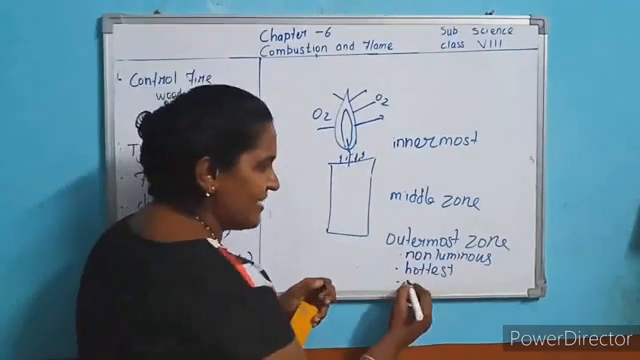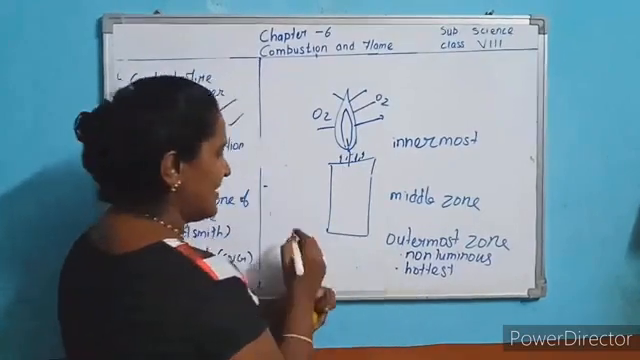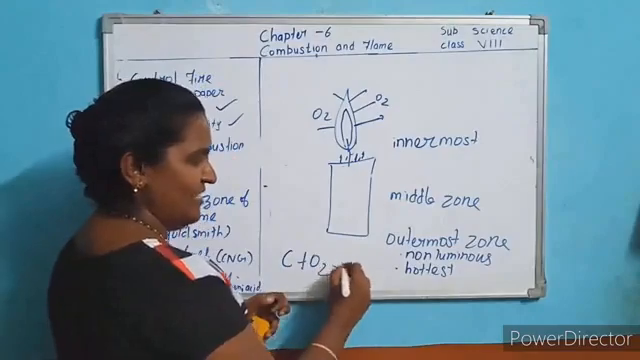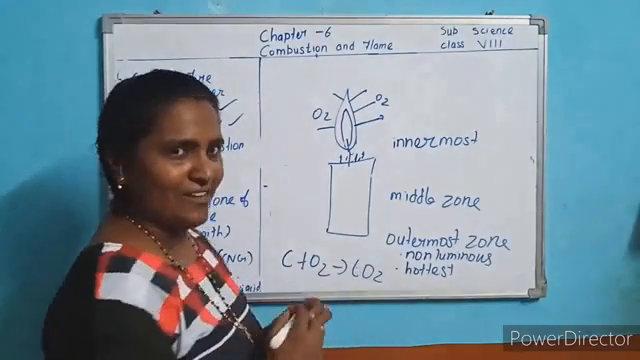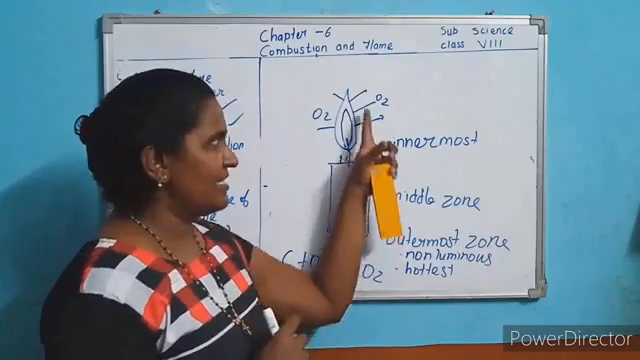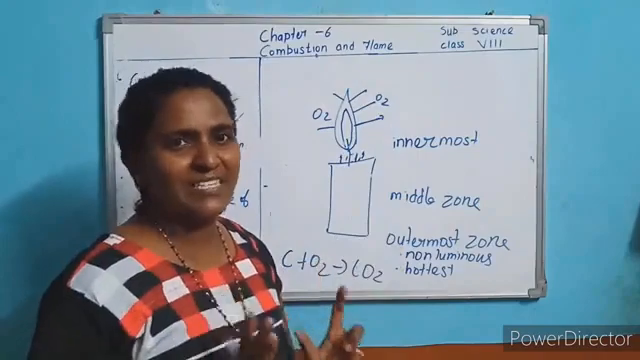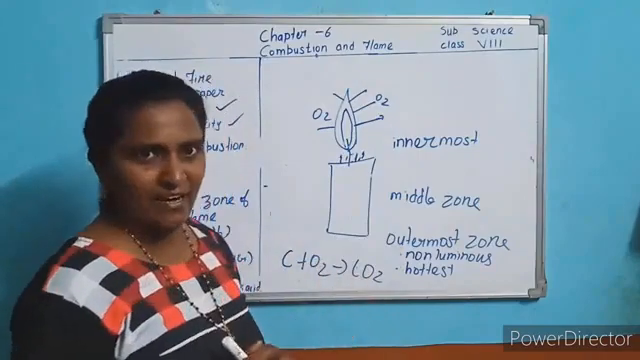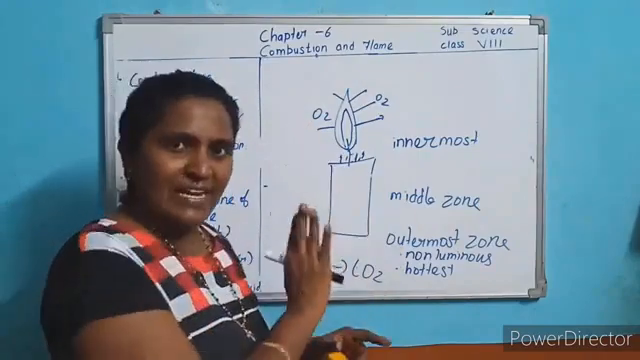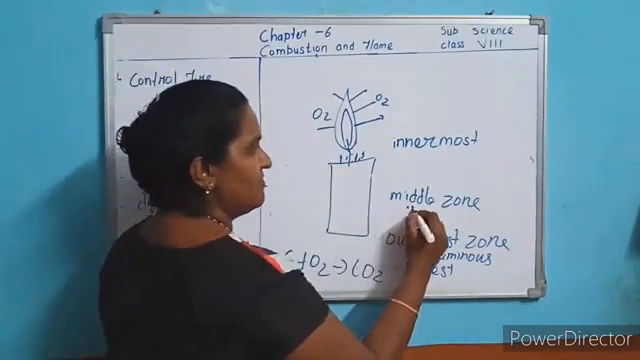Why? Here they get, this is an organic compound. So I told you carbon is present. So they get enough oxygen to burn and produce carbon dioxide. Understood? Full combustion takes place in this outer area, where they get enough oxygen. So complete combustion takes place and they produce carbon dioxide. Now we move to the next layer, that is the middle layer, which is yellow in color.